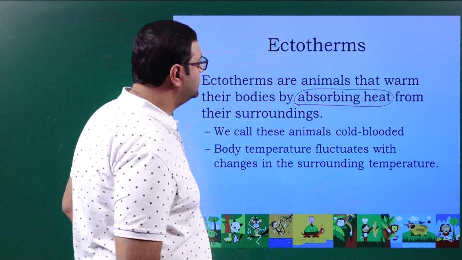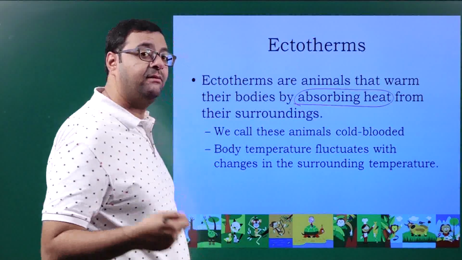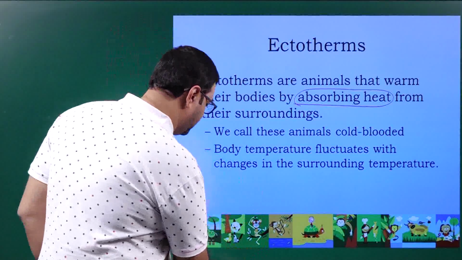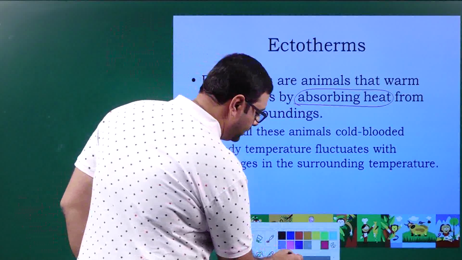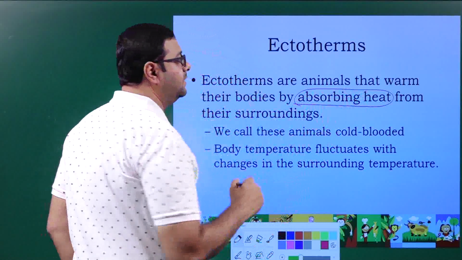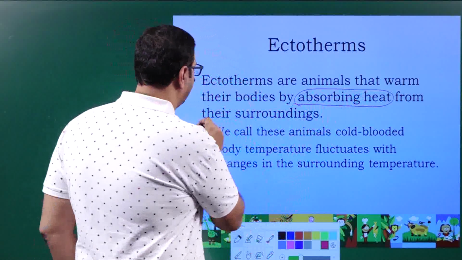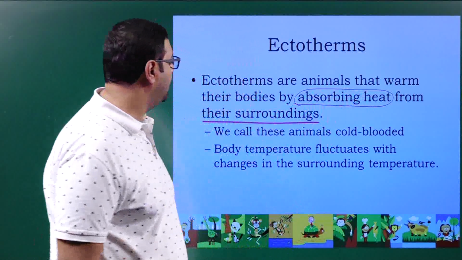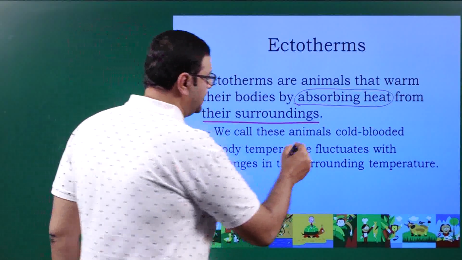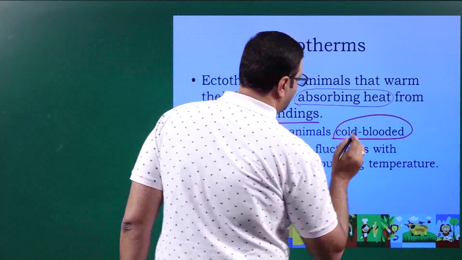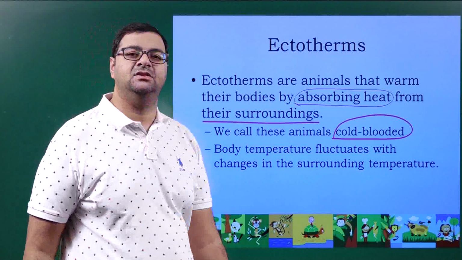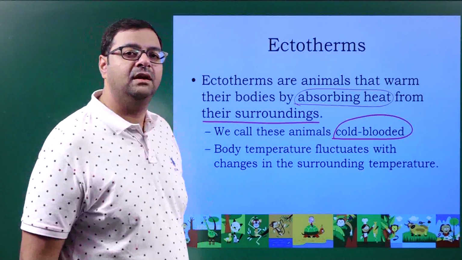Endotherms are animals which get the heat from their internal metabolism. They are warm-blooded creatures. But ectotherms absorb the surrounding heat from the environment. From the surroundings, these organisms will absorb the particular heat. That is why these animals are called cold-blooded animals. For example, your reptiles, your crocodiles, all these are cold-blooded animals.